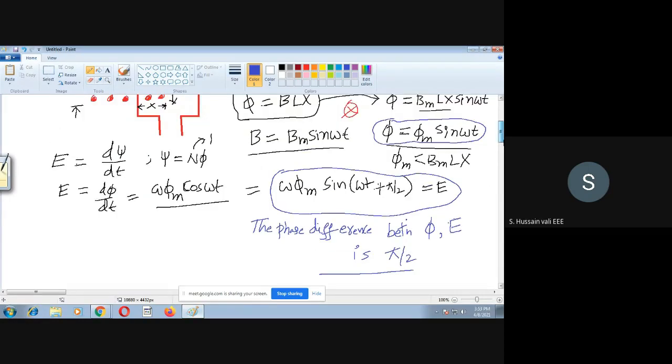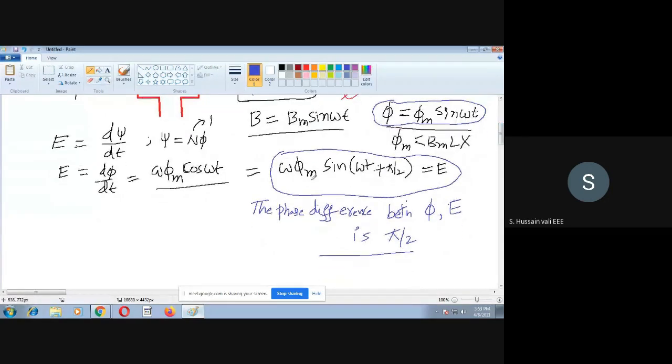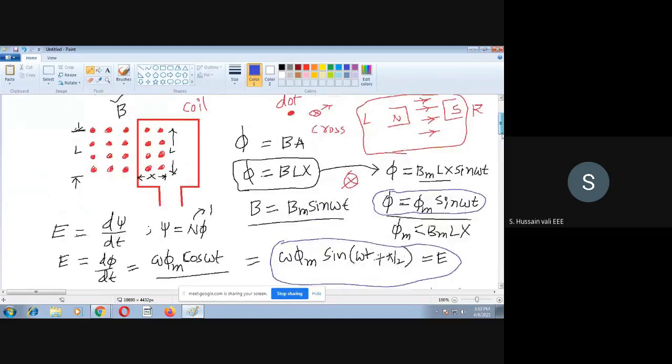As per Faraday's law, you find the magnitude of EMF, that is omega phi m sin omega t plus pi by 2. Now what about the polarity? We must understand the polarity also. Lenz law states that. To bring this further, I would like to copy this picture somewhere else and explain.